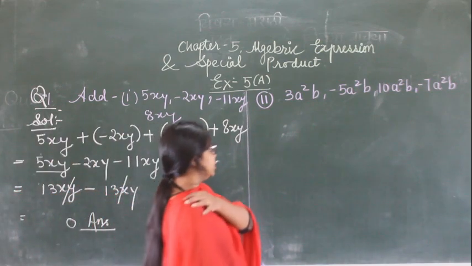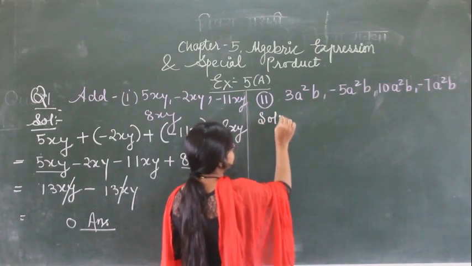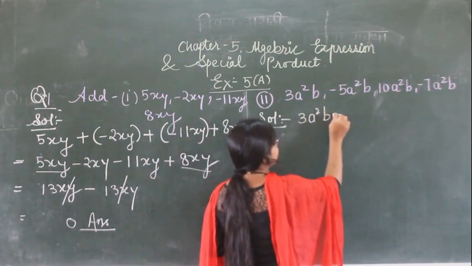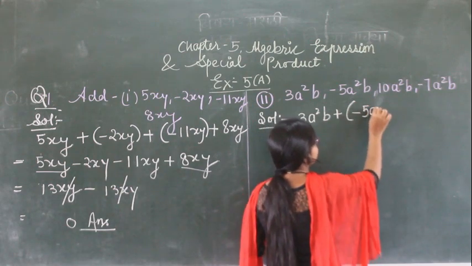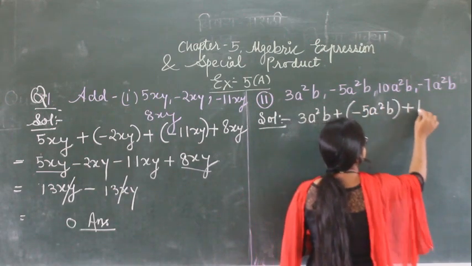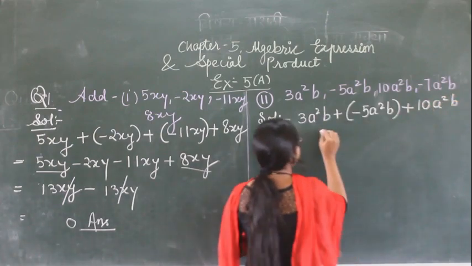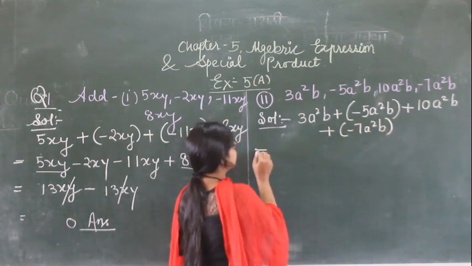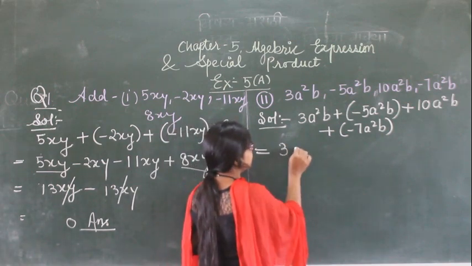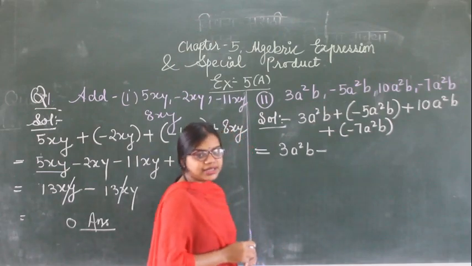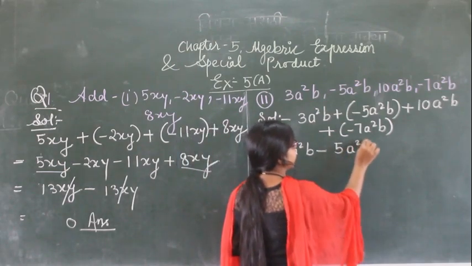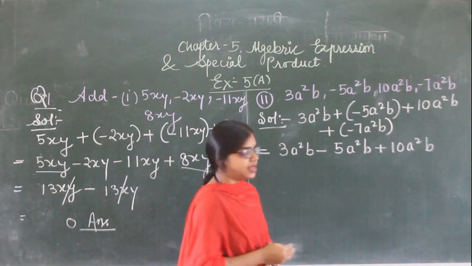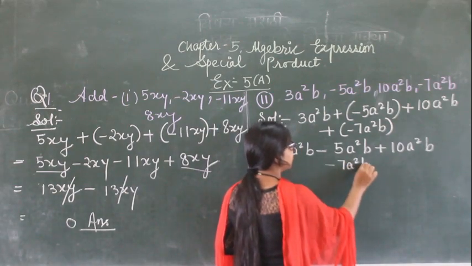Similarly, in the second question, here you are given minus 3a square b. So I will add this 3a square b plus minus 5a square b plus 10a square b plus minus 7a square b. Now the second step is to open the brackets. From here you get 3a square b, plus into minus is minus, so it will be minus 5a square b. Again plus 10a square b, plus into minus is minus, so here it will be minus 7a square b.